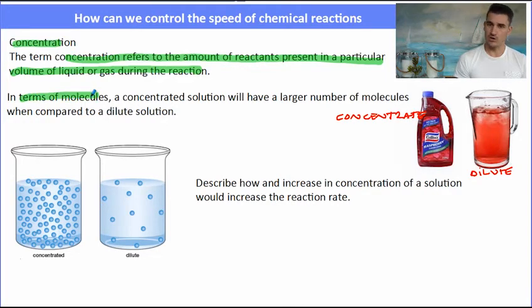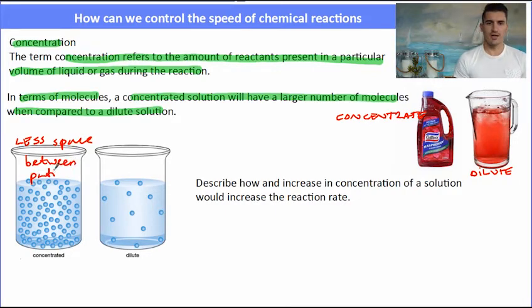In terms of molecules, a concentrated solution will have a larger number of molecules when compared to a dilute solution. So there's less space between the particles in a concentrated solution as compared to a dilute solution. And that has a big impact on the reaction rate. So we need to be able to describe how an increasing concentration of a solution would increase the rate of reaction. Well, the first thing, if we have a greater concentration, we simply have more particles in the same amount of solution, and that's going to lead to an increased number of collisions.